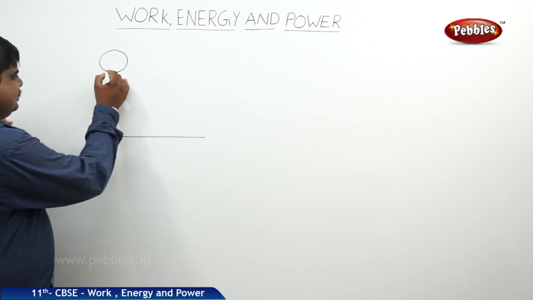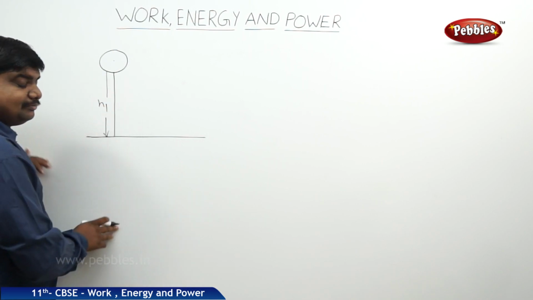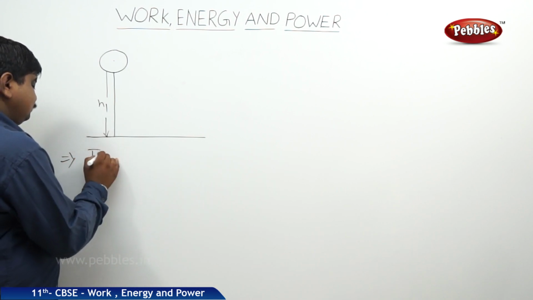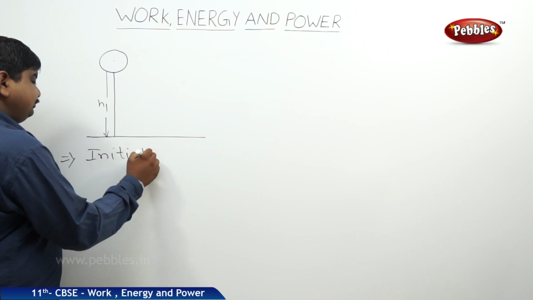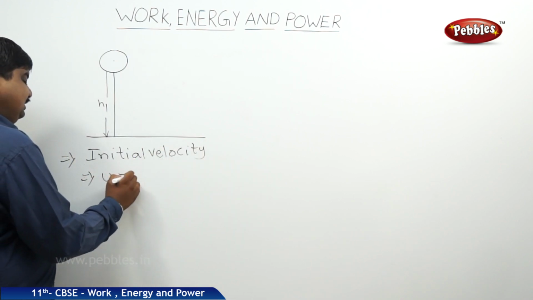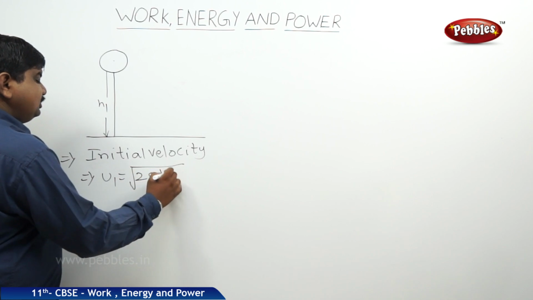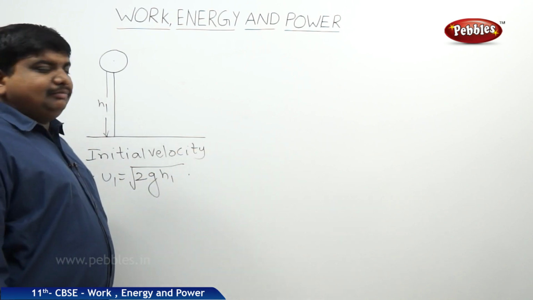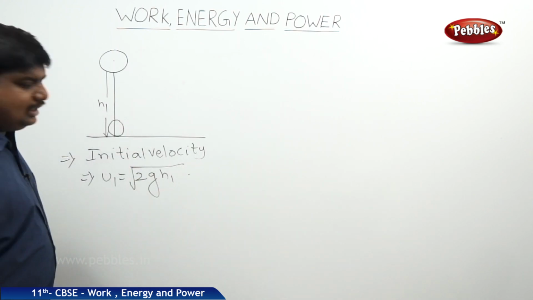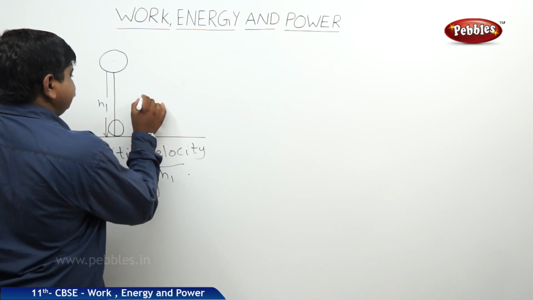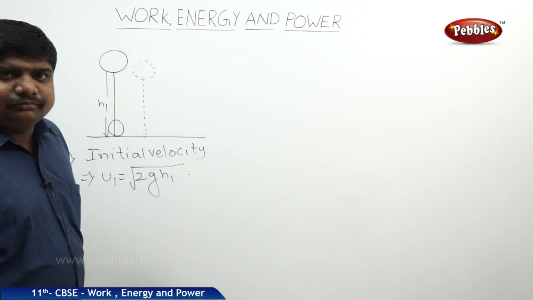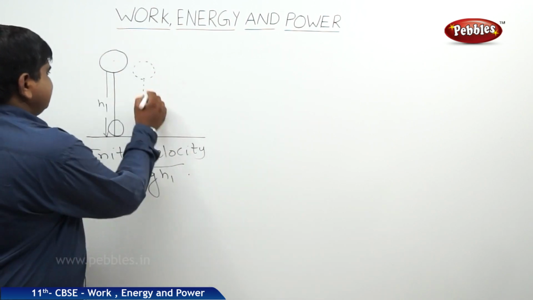How will it look? This is the body which is falling from a height h1 towards the earth. So its initial velocity will be u1 is equal to under root 2g h1. Because it is falling from the height h1, it takes a bounce on the earth. Again, it will go up. While it is going up, it won't reach the same height as before. It will reach some other height. Let us say the height is h2.